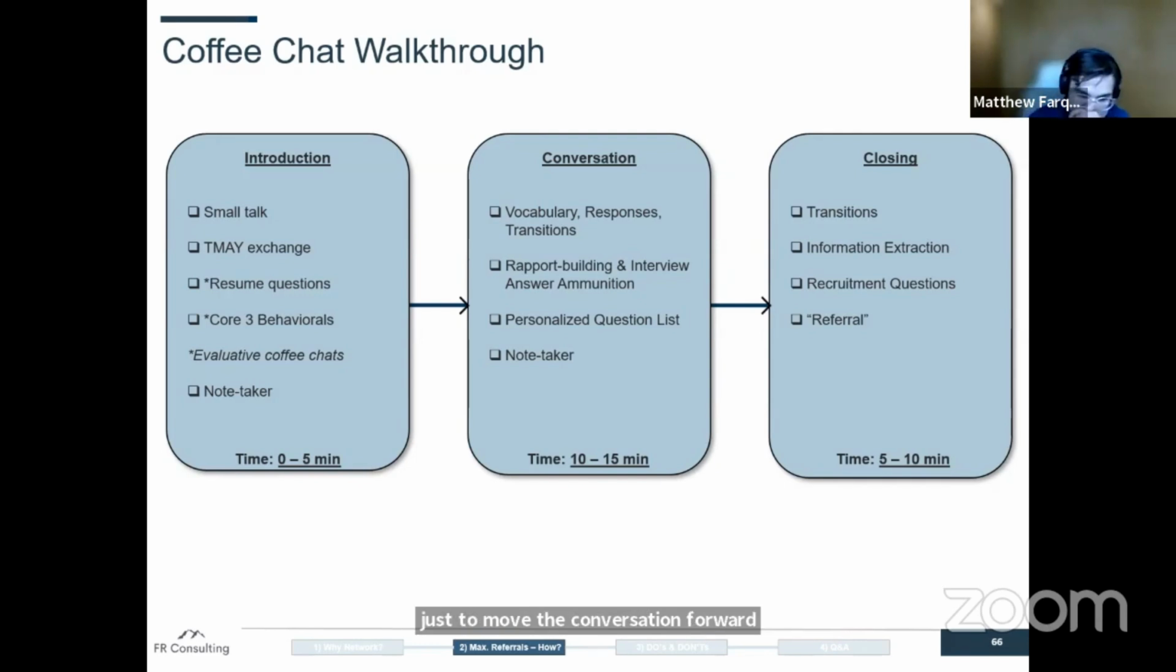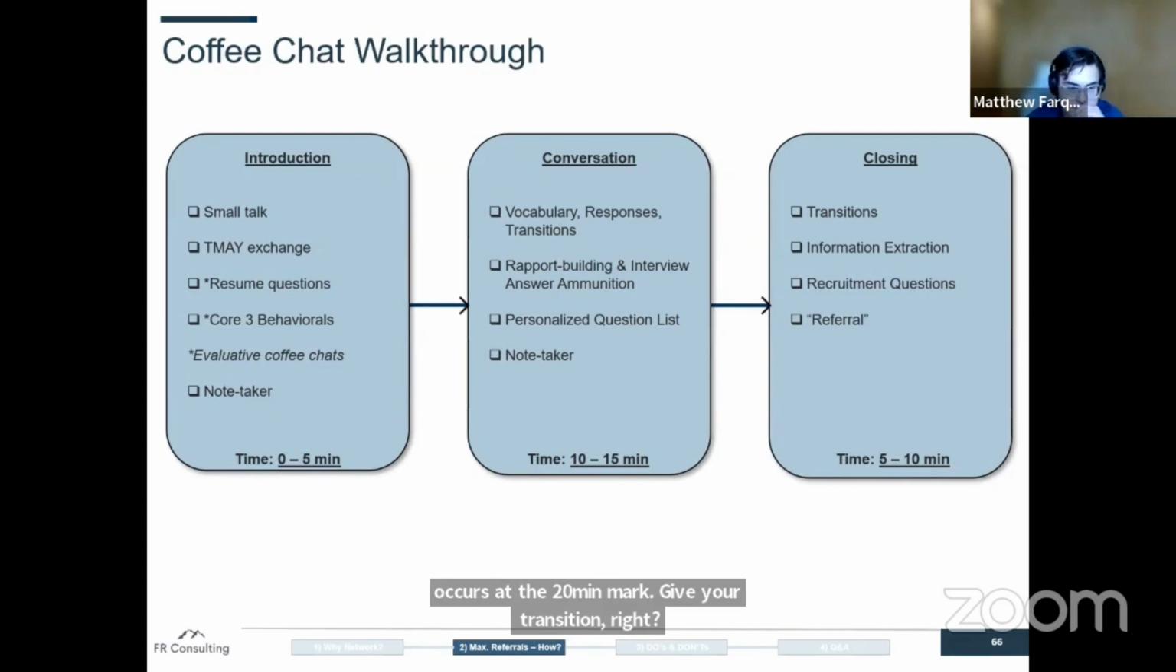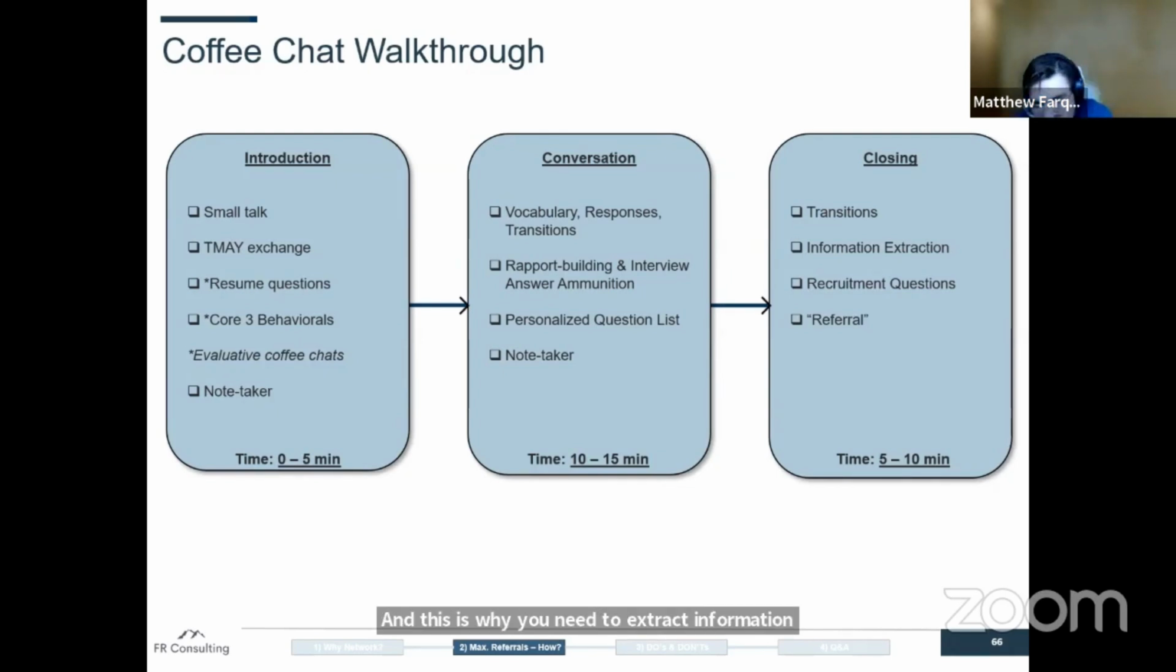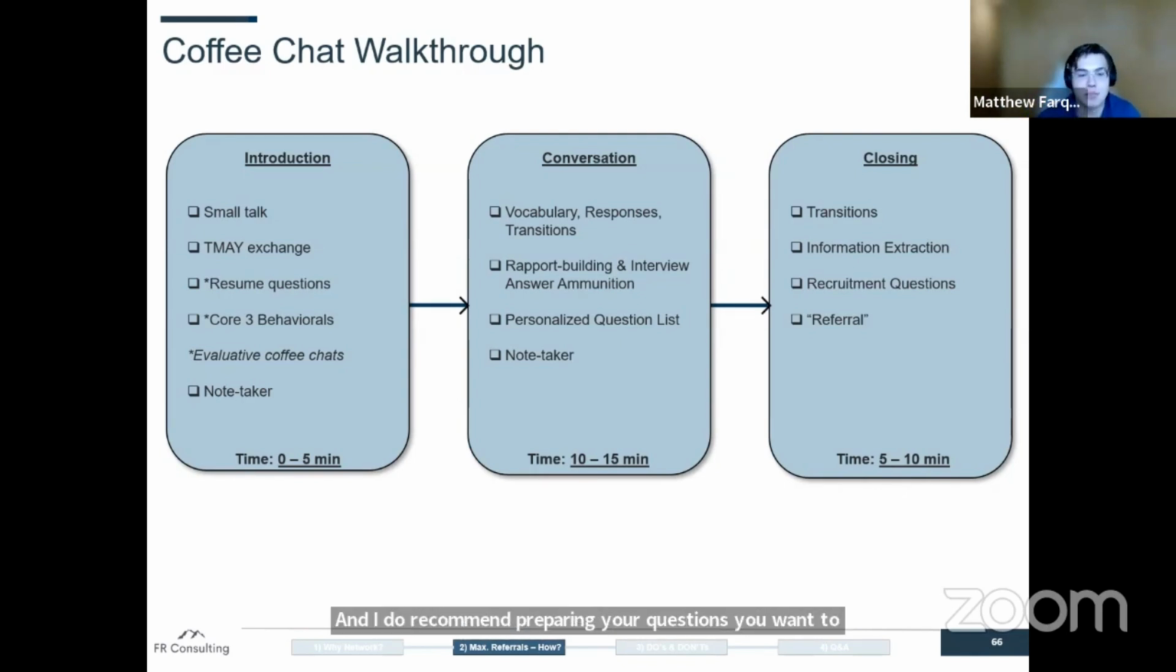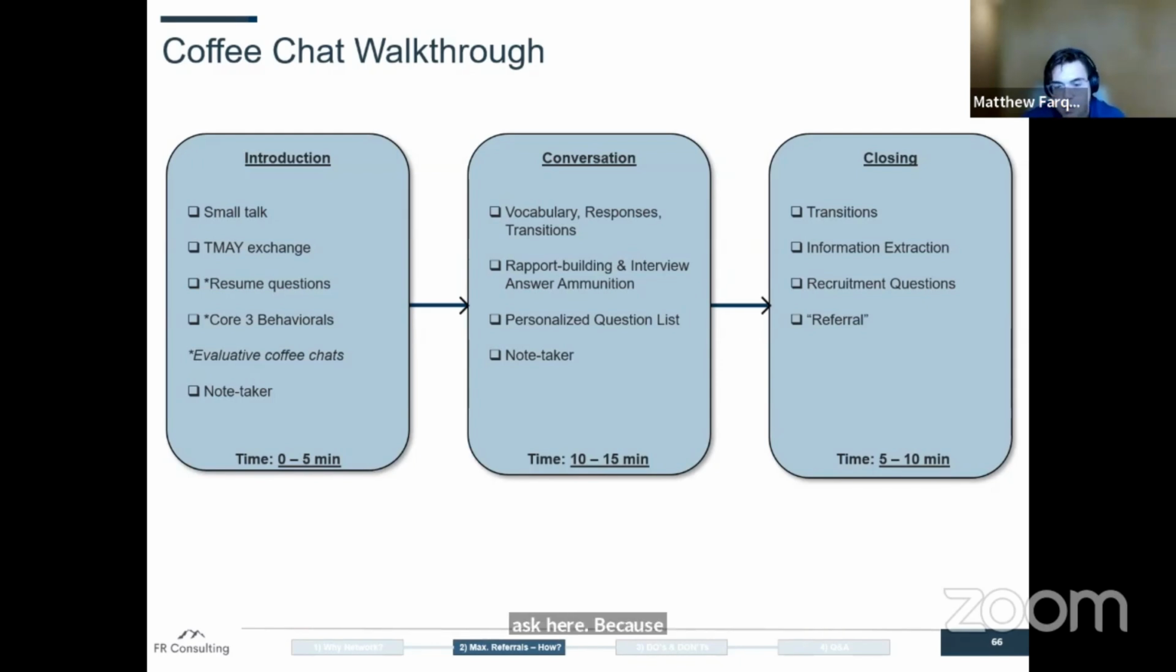Now, at the closing of the conversation, which typically occurs at the 20-minute mark, give your transition, right? This is where you need to extract information pertaining to the recruitment cycle, any advice that you might want, and names of other people. The referral is hinted at here, but whether or not you actually get it is unobservable in a coffee chat, as well as after, until the first round interview invites are sent out. I do recommend preparing the questions you want to ask here, because you always want to come off as polished as possible, most similar to a colleague.